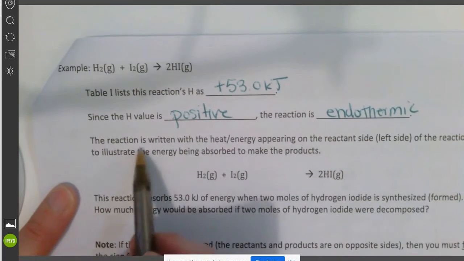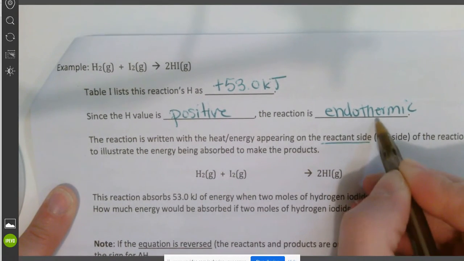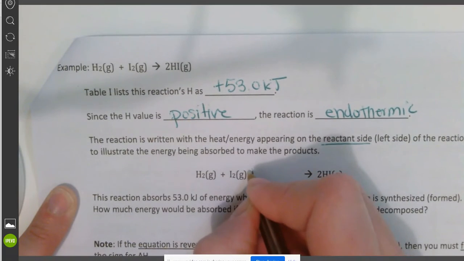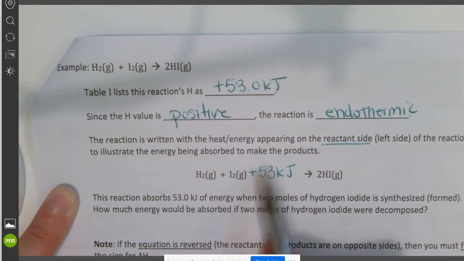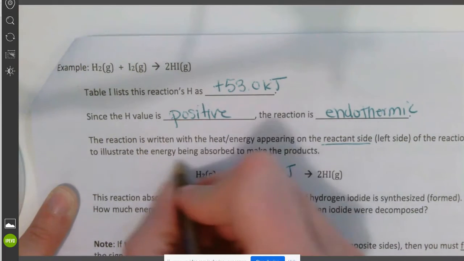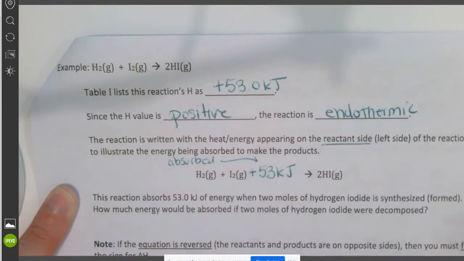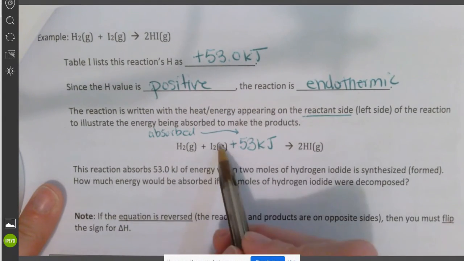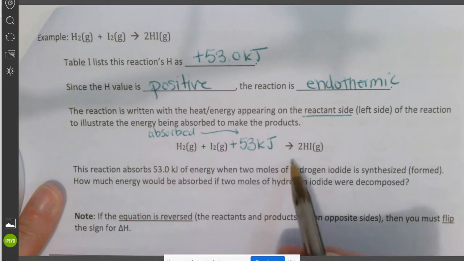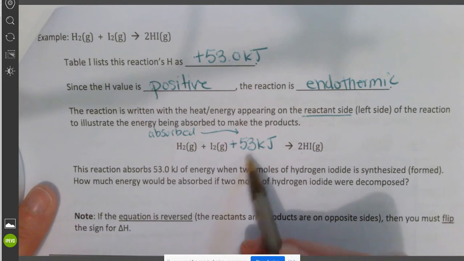All right, the reaction is written with the heat or energy appearing now on the reactant side since it's endothermic. So you can see here, I'm just going to be filling in the 53 kilojoules. I'm filling it in on this reactant side because I have to absorb it in order to make this hydrogen iodide. Now, the way that this is written represents that my synthesis of hydrogen iodide has to absorb 53 kilojoules.